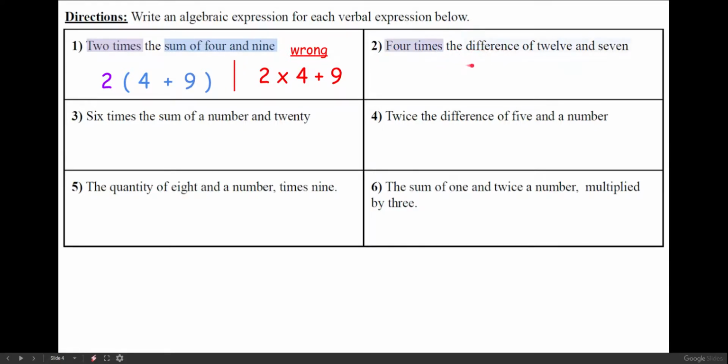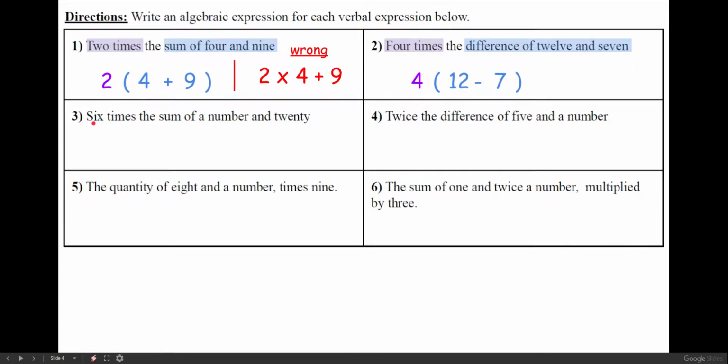The difference of 12 and 7. I'm going to start with that. A difference is a subtraction problem. So 12 minus 7. Now, 12 goes first because it was the number mentioned first, and 7 was mentioned second, so it goes second. That's how that works. So the difference of 12 and 7, and you're going to multiply that by 4, so put it in a package and multiply the whole thing by 4.